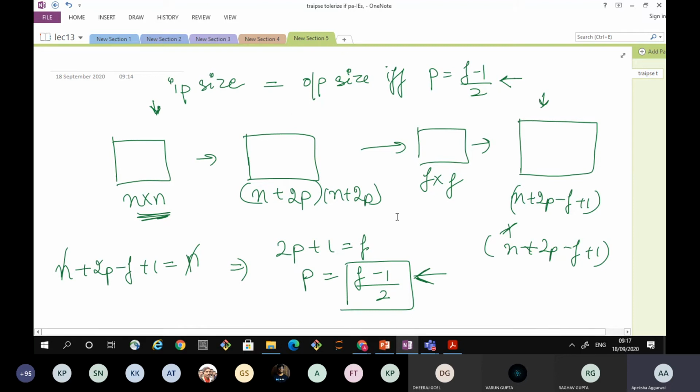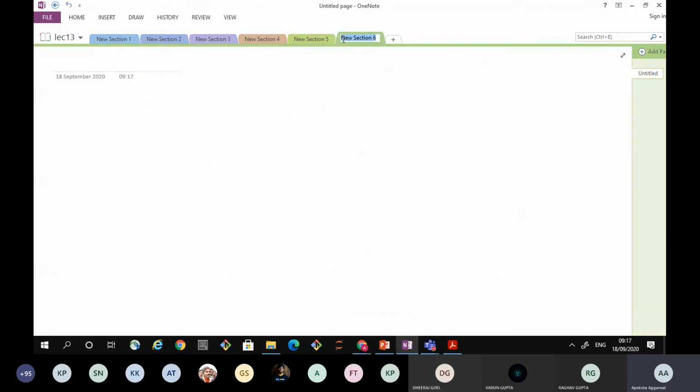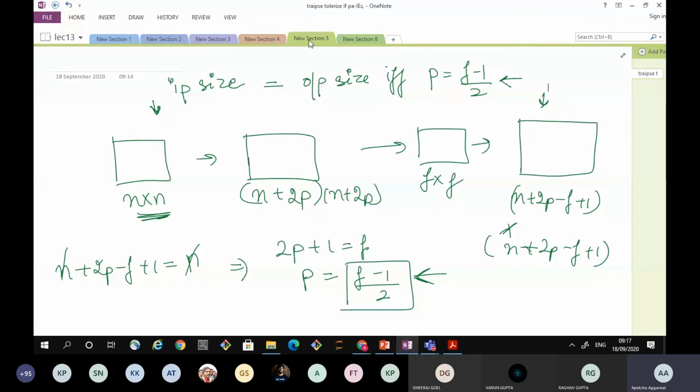Now next is, yes. If f size is 4, then what should we take p as, ma'am? F is equal to 4.